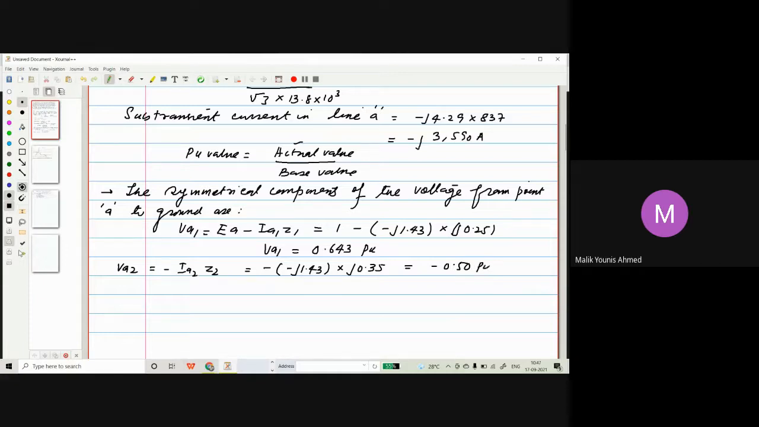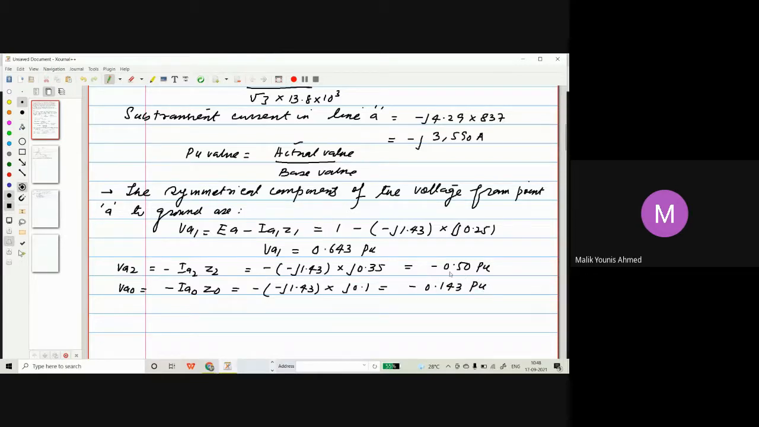0.50 per unit. Similarly, the zero sequence voltage will be minus IA0 Z0. IA0 is also the same, since all three sequence currents are the same. So minus j 1.43 multiplied by j 0.1. That value will come out to be minus 0.143 per unit.